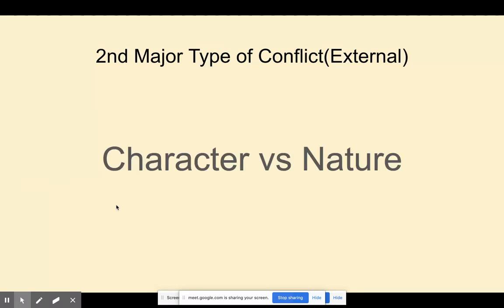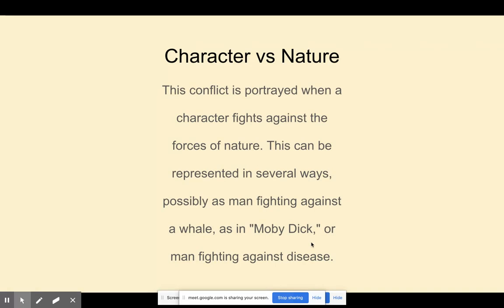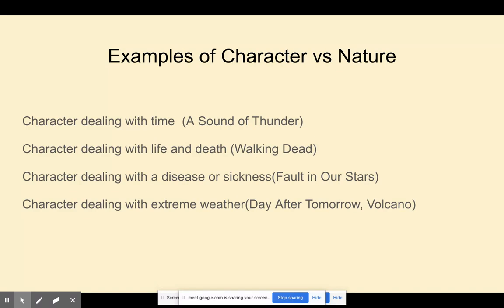Pretty simple. Second type of conflict you might have in your story that you're reading is character versus nature. So there's some sort of natural element that they're dealing with. So in the story Moby Dick, it's like a man who's fighting a whale, or you might have a story about a guy who's dealing with a disease, or somebody trying to survive in the wilderness or fight some sort of animal or whatever outside. That's what character versus nature is.